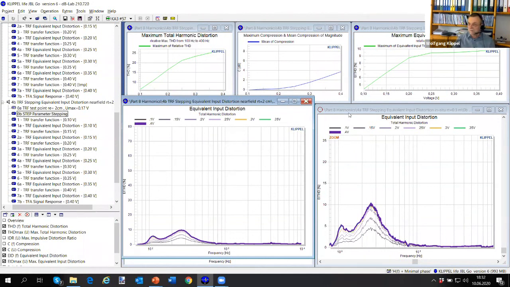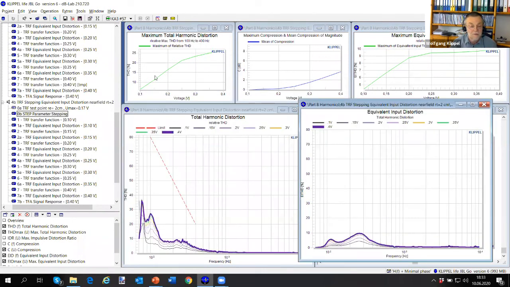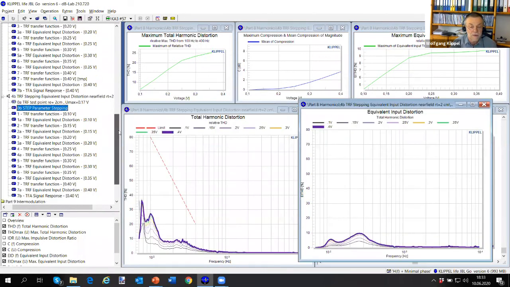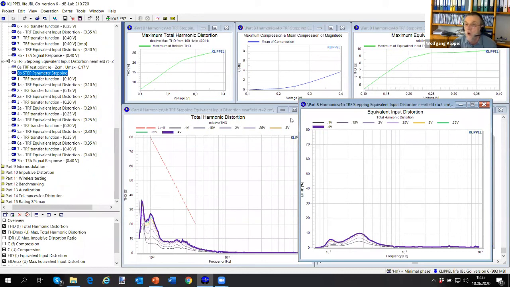What means that? We get all the interesting data in the near field in a very fast and elegant way. We even need no room correction curves for interpreting the harmonic distortion in the right way. That's one of the big conclusions. Do you have any questions to the stepping?